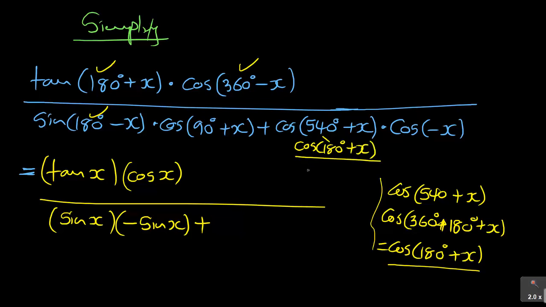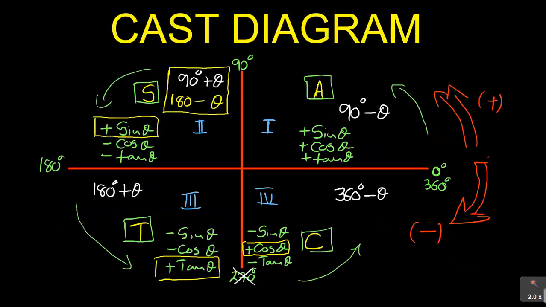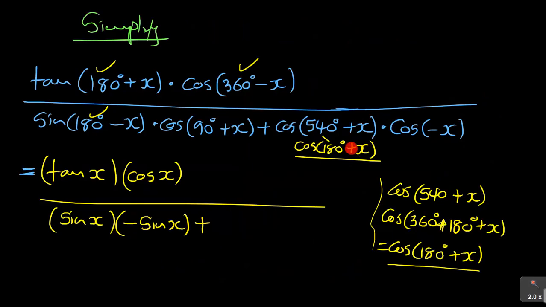So you ask yourself, what is cos 180 plus x? So you come here to say it is 180 plus theta is in the third quadrant, and what is cos? Cos is negative in the third quadrant. So you come here and say the cos is negative, and what you're going to write is minus cos x. That's what we found out, cos is negative. And the next one is cos negative x. Remember the negative angles, so we've done that.